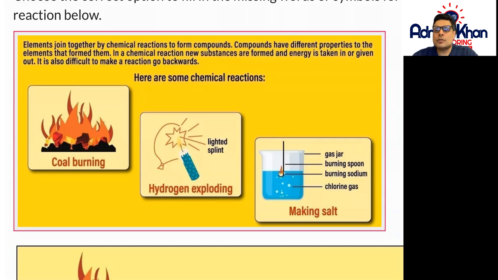If you were to be making salt, so you've got a gas jar, a burning spoon, burning sodium and chlorine gas, and you were to mix those together in a chemical reaction, then you will get a new form of compound that will also be formed.